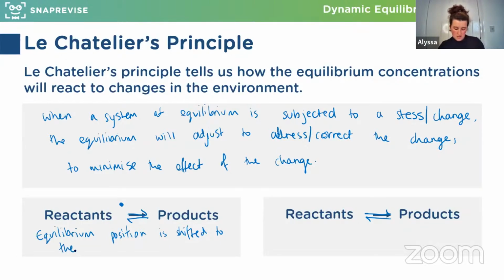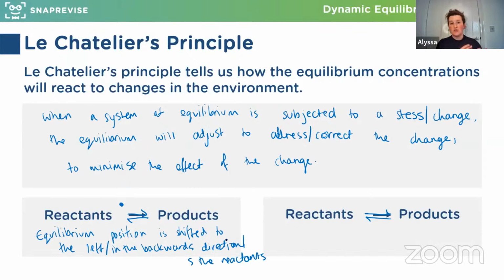The equilibrium position is shifted to the left, or you can say in the backwards direction, or you can say towards the reactants. Now, all of them mean the same thing. And as long as they haven't asked you for something specific in the question, you can use all three of those terms to describe the same thing. So you may see it written in lots of different ways in exam papers.